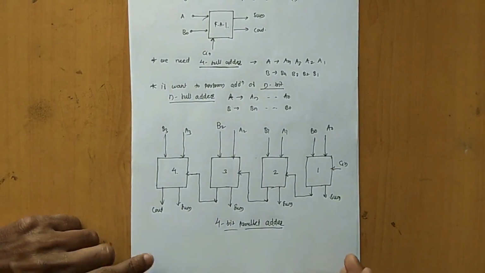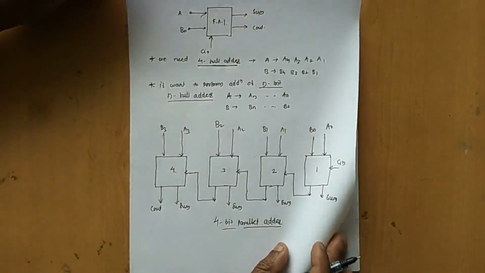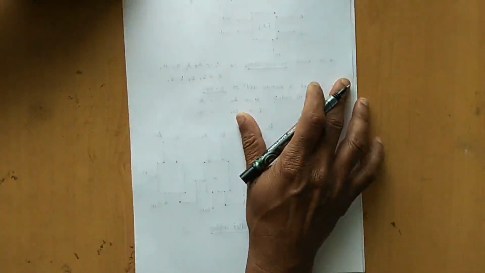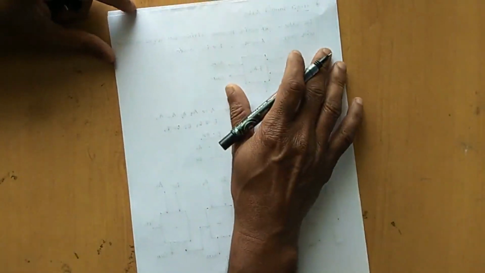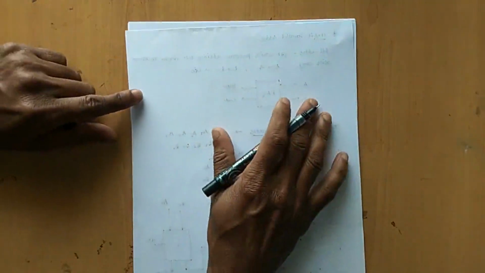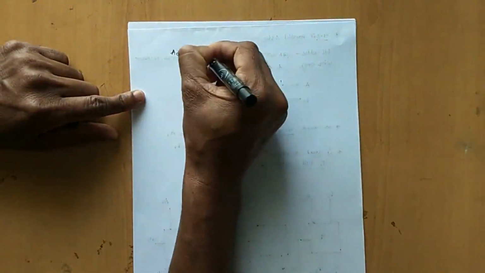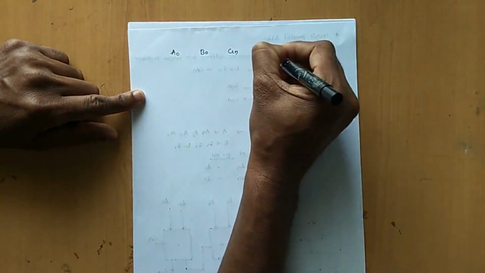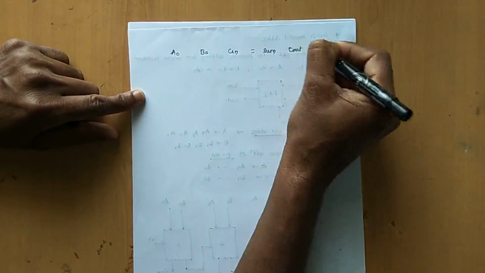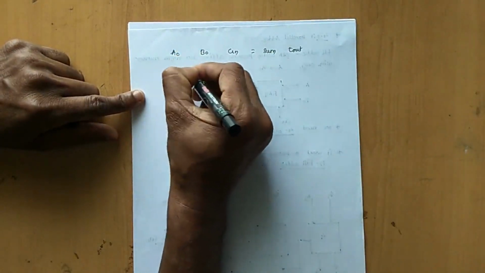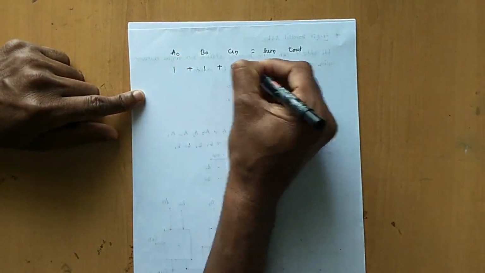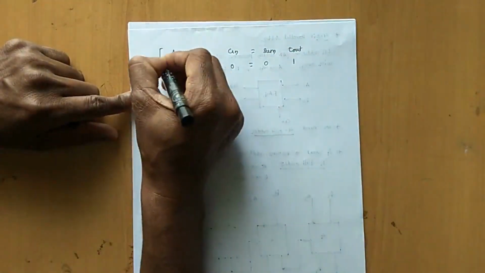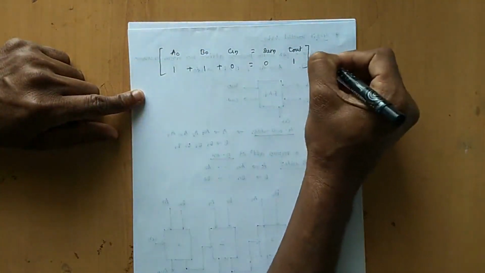Okay, let's see in which way the carry or whatever the result is propagated from one adder to another adder. Assume the first full adder has A0, B0, C in, and outputs are sum and C out. First assume A0 will be 1, B0 will be 1, and carry will be 0. Then sum will be 0 and carry will be 1.